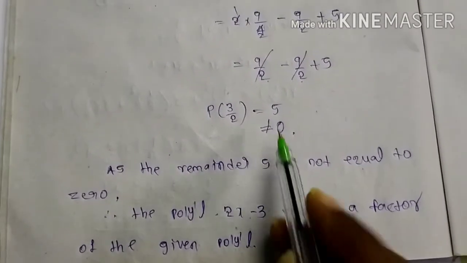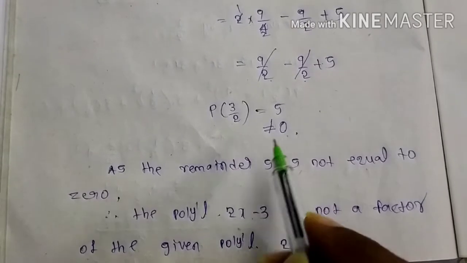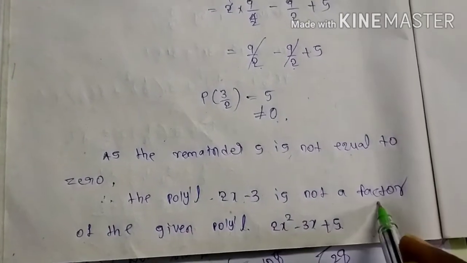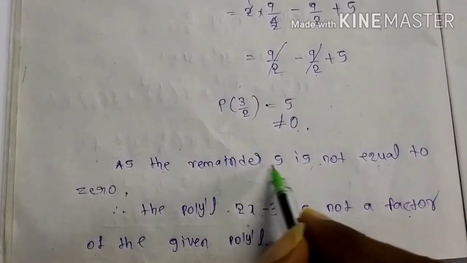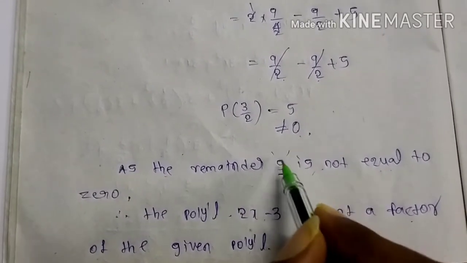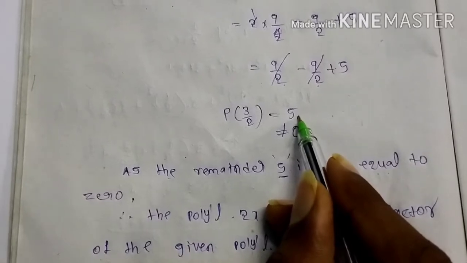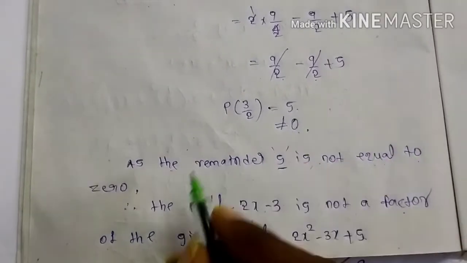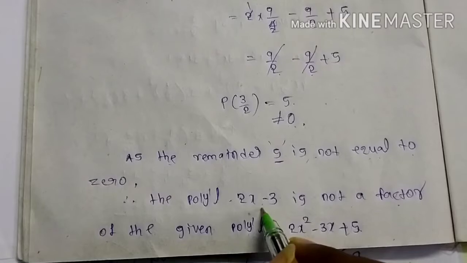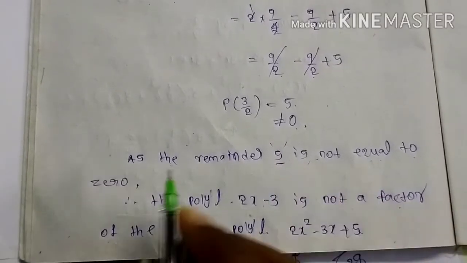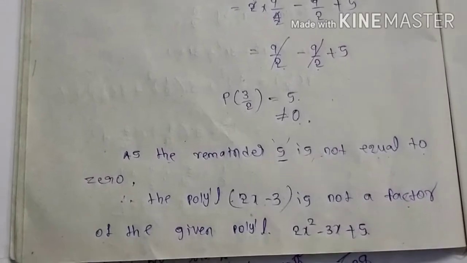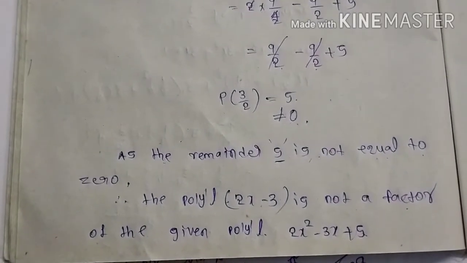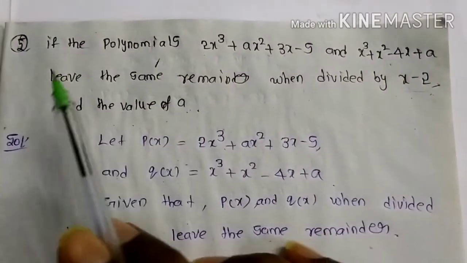See, already you know that if your remainder is equal to 0, you can say it is a factor. If the remainder is not equal to 0, see, as the remainder is 5. Yes or no? This is not equal to 0. So the polynomial 2x minus 3 is not a factor of the given polynomial. This is your answer. Now you can see here, fifth question.